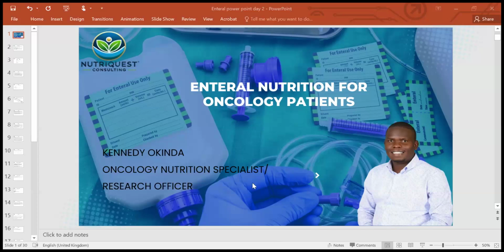Just to give you a background of what we learned yesterday. Yesterday, we were able to look at several areas. We looked at the introduction and definition of enteral feeding, specifically for cancer patients, but also across the board. And then also the indications of enteral feeding. We looked at contraindications. We looked at the monitoring aspect of enteral nutrition. We looked at different types of tubes, tube feeding, and the routes of tube feeding.